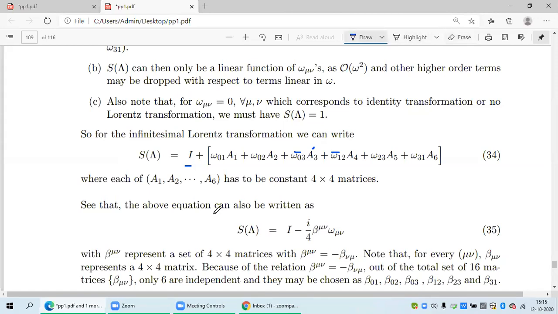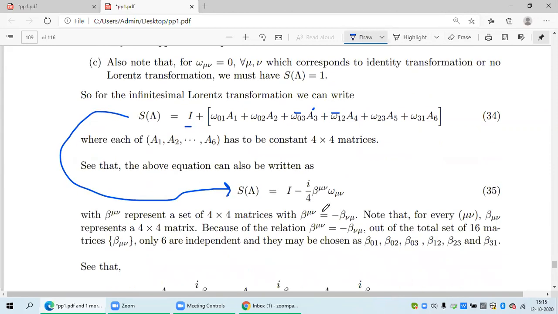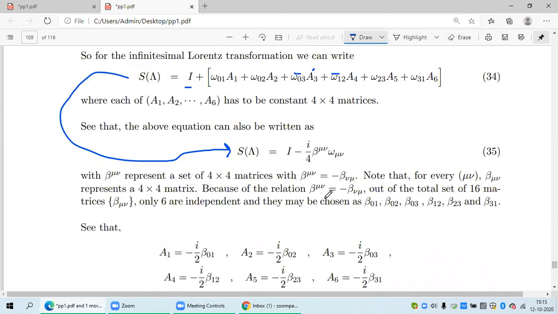Okay, now this expression can simply be written in this way. I have stated the reason: all the omegas are antisymmetric with respect to their indices. Therefore, look at this expression. So mu and nu run from 0, 1, 2, 3.